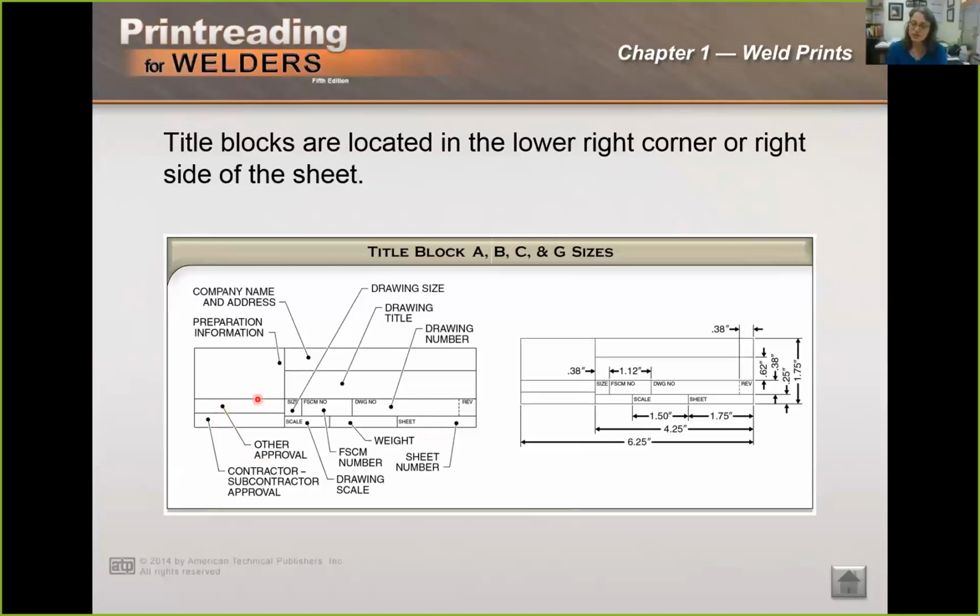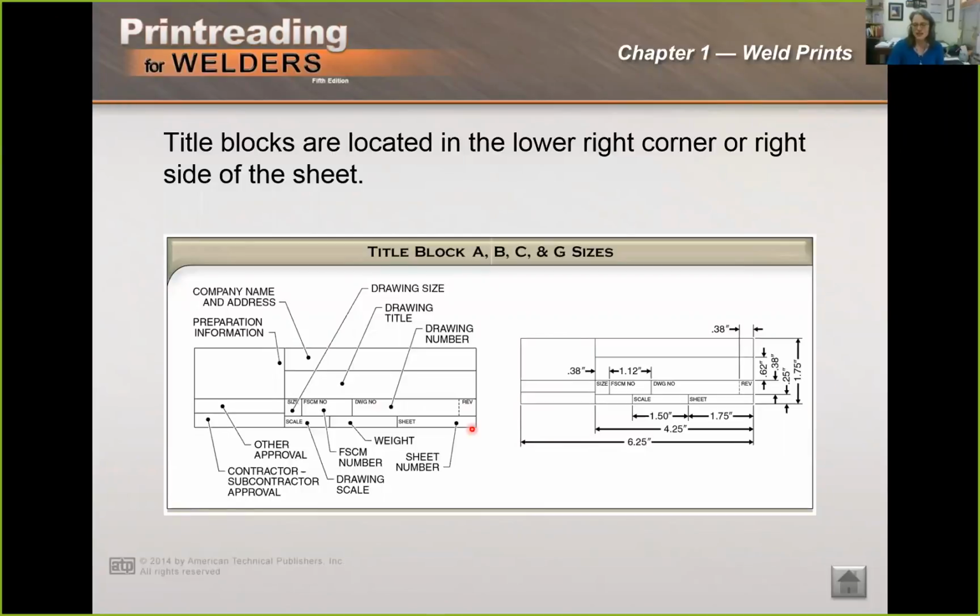Drawings are almost always reviewed and approved by somebody other than the person that draws them, and this is where the approval information will be found. And your subcontractor, your contractor can approve them. So, for example, if you're working on a project for a customer, this will be where the customer signs that they have approved the drawing. It's part of your protection that the work you're doing is what they expect you to be doing.